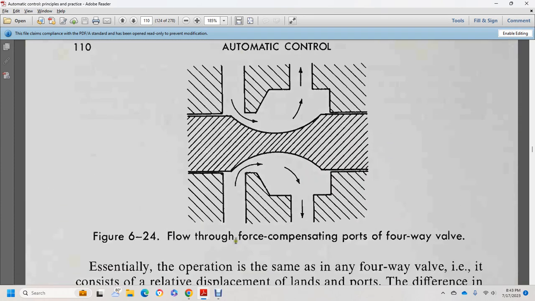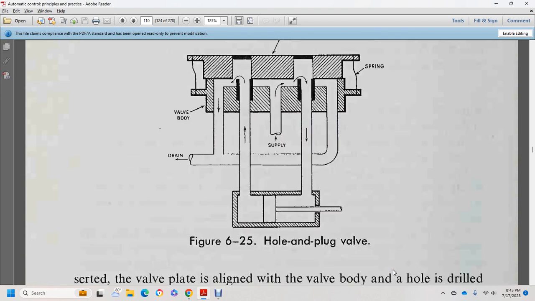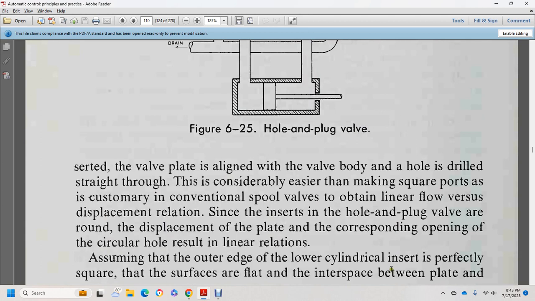Then we show the flow of the force-compensating port of the four-way valve. Essentially, the operation is the same as a four-way valve, and we consider the relative displacement of the plate and the port difference for the two approaches of production. The method uses the black parts of figure 6.23, inserts prepared with holes, which are inserted in the valve plate in line with the valve body, with a hole drilled straight through.